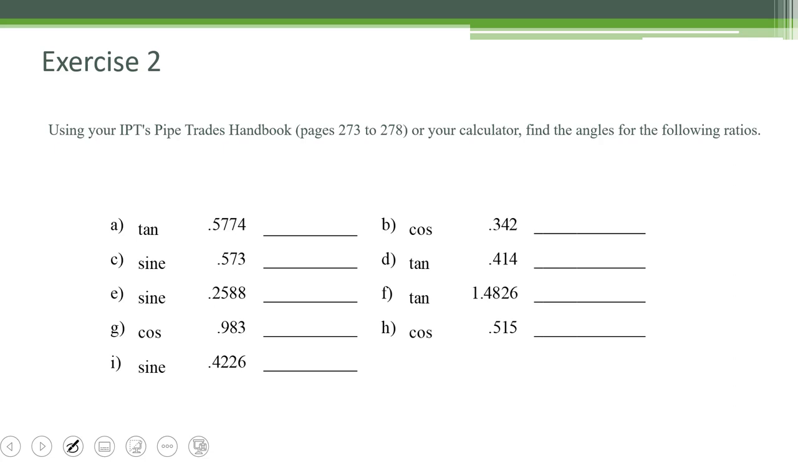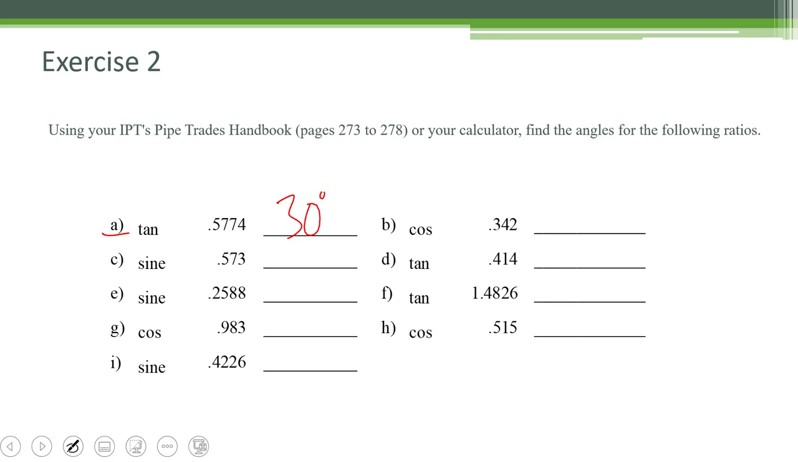And how I do this is, for this first one for A, I will go 0.5774, and I'll just go shift tan, and I should get 30.00213698. Okay, we'll just round and say it's 30 degrees. Okay, and I'll do a tan. I'll do another. I'll do B.